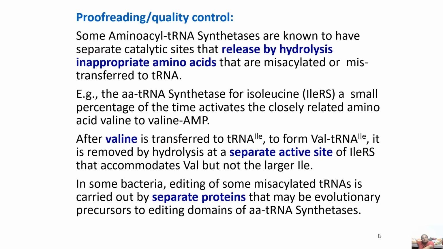Some amino acid tRNA synthetases are known to have separate catalytic sites that release by hydrolysis inappropriate amino acids that are misacylated or mistransferred to tRNA. The amino acid tRNA synthetase for isoleucine a small percentage of the time activates the closely related amino acid valine to valine AMP. After valine is transferred to tRNA isoleucine to form valine tRNA isoleucine, this is removed by hydrolysis at the separate active site of the isoleucine tRNA synthetase. It accommodates valine but not the larger isoleucine.